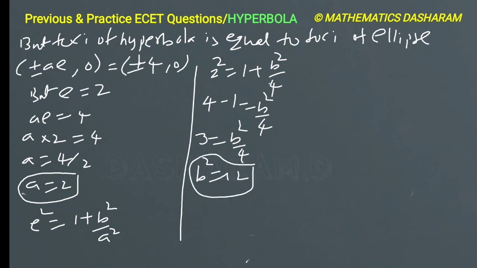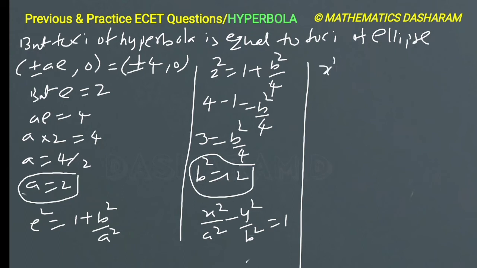Now the standard form of a hyperbola is x square by a square minus y square by b square equals 1. So x square divided by a square, a value 2, so a square is 4, minus y square divided by b square, that is 12, equals 1. So in the given options, the first option is correct.